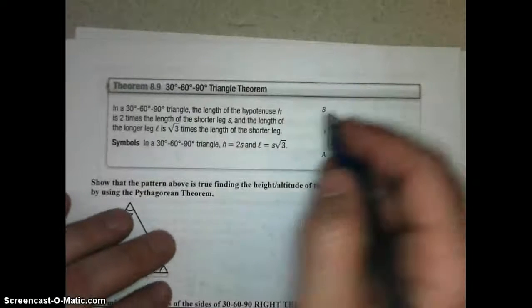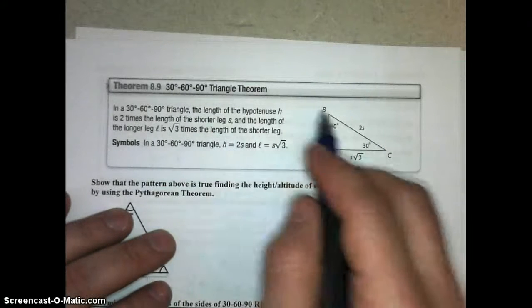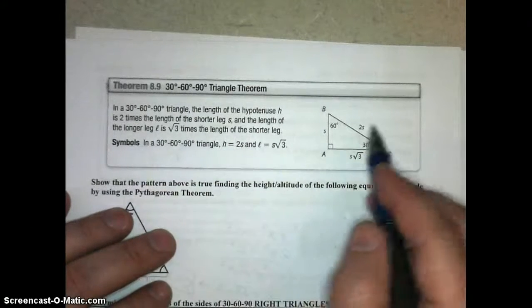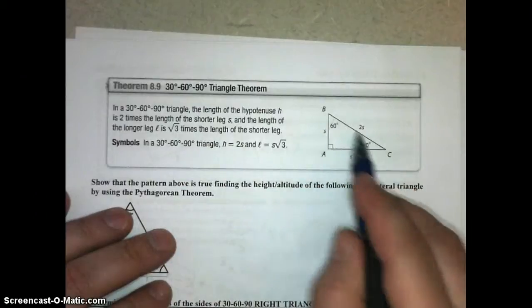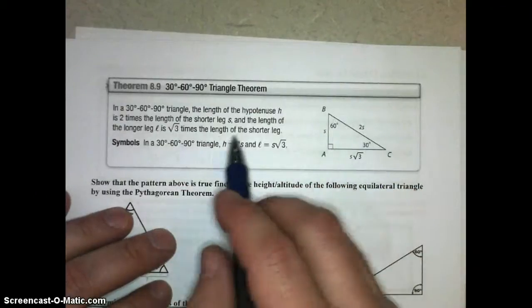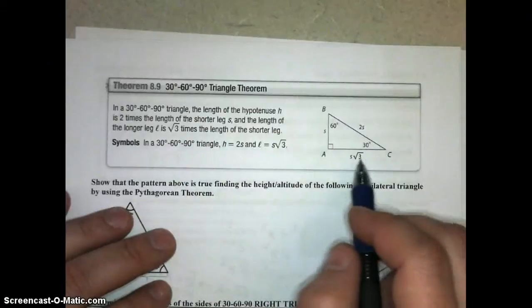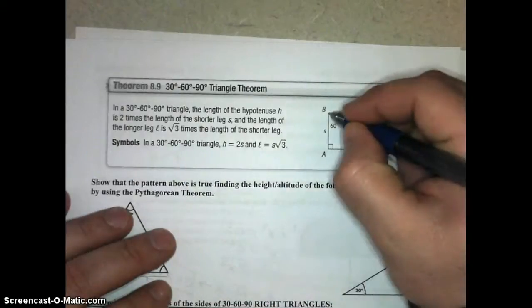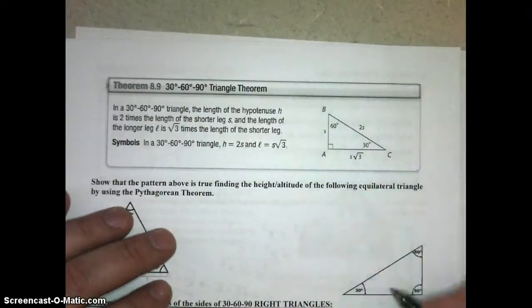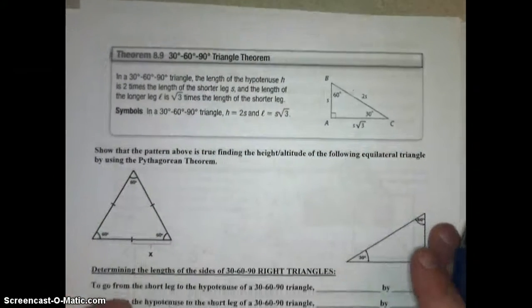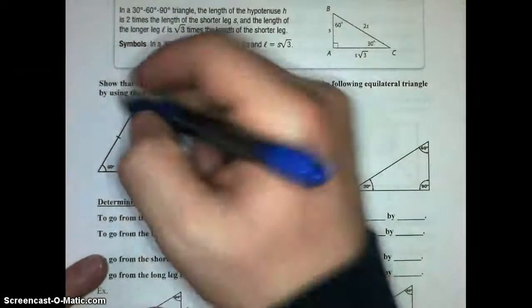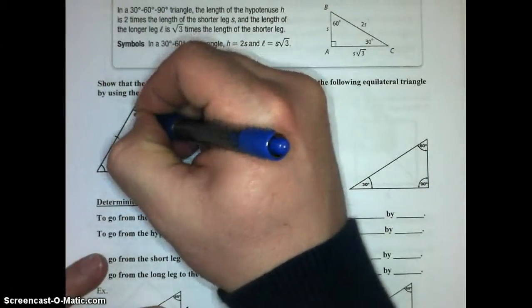In a 30, 60, 90, the length of the hypotenuse is 2 times the length of the shorter leg. So if I call the shorter leg s, the hypotenuse is 2s. And the length of the longer leg is root 3 times the length of the shorter leg. So if we can figure out the shorter leg first, we should be able to line that up and find the other two. Alright? Okay, and so we're going to show that again using our equilateral triangle.